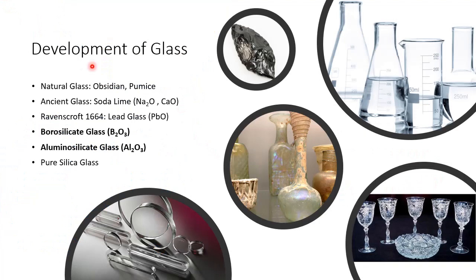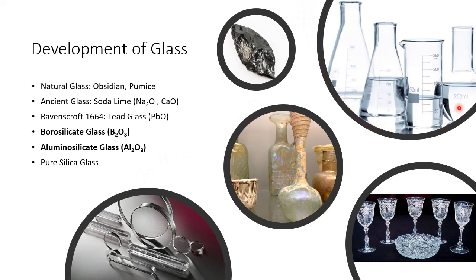Before humans synthesized glass, we found glass occurring in nature. This dark black glass, known as obsidian, forms when granite is melted by hot lava and recooled. This soda lime glass, as was discussed before, was first created in ancient times when Egyptian civilizations added sodium to decrease the melting point of the silicate sand. In 1664, a gentleman by the name of Ravenscroft developed this lead glass known as crystal, which is very shimmery and shiny, but has a very, very brittle characteristic.